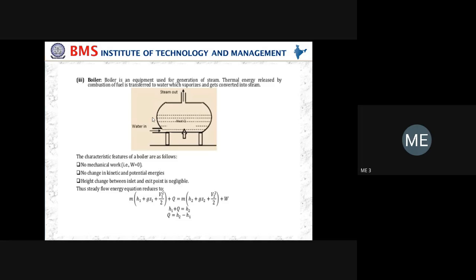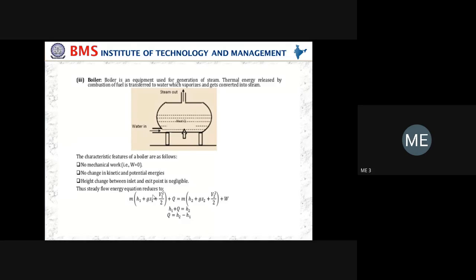You can neglect Z1 and Z2. There is no mechanical work, W is 0. No change in kinetic and potential energies, because the Z terms and V terms are to be neglected. That is, Z1 and Z2 are approximately the same. And you have to consider H1, H2, and Q. These are the three important parameters in a boiler. Because H is, as I said, m Cp into delta T, it is related to temperature. Q is also related to the temperature. So these are the three parameters you have to consider in the boiler.